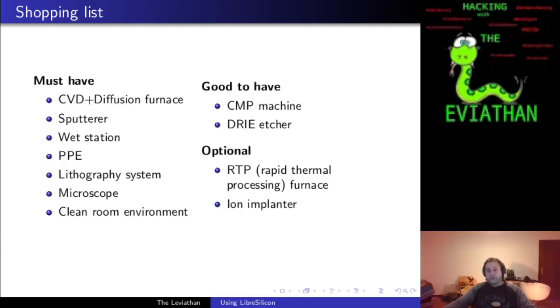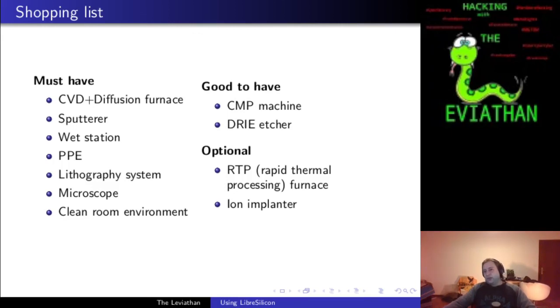Good to have in case you want to do anything more complicated than 1 micron structures with one single metal interconnect layer would be a CMP machine. And if you want to go submicron, you totally need a dry etcher.